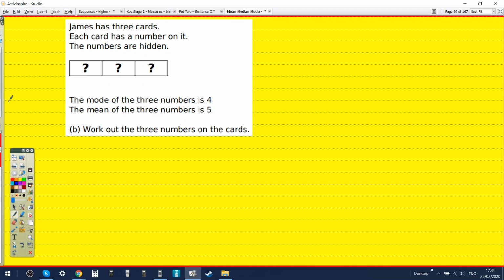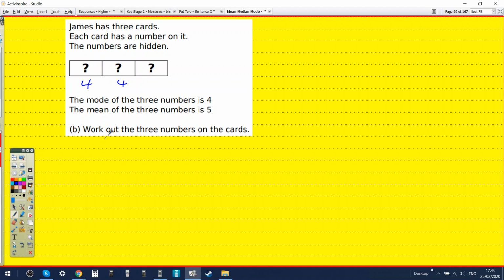Okay, James has 3 cards. Each card has a number on it. The numbers are hidden. The mode of the 3 numbers is 4, and the mean of the 3 numbers is 5. So they could be all 4. Would that give a mean of 5? 4, 4, 4, divided by 3. Nah. So it might be 2 4s. Okay. And 1 other number.